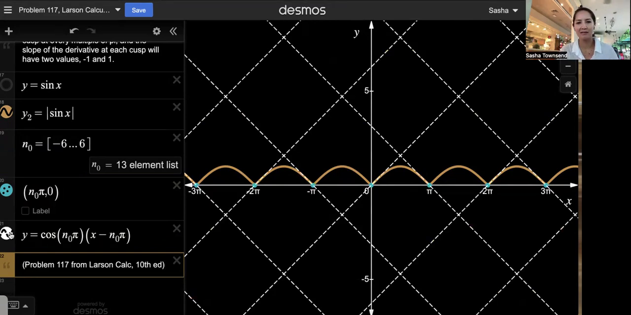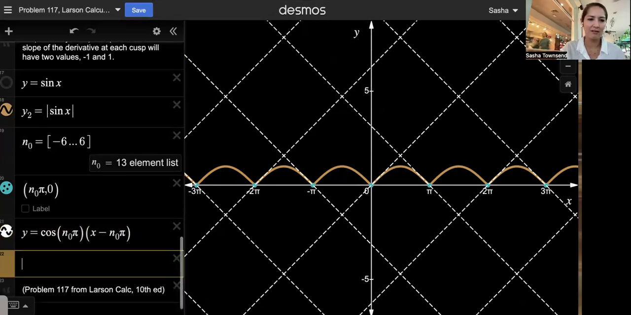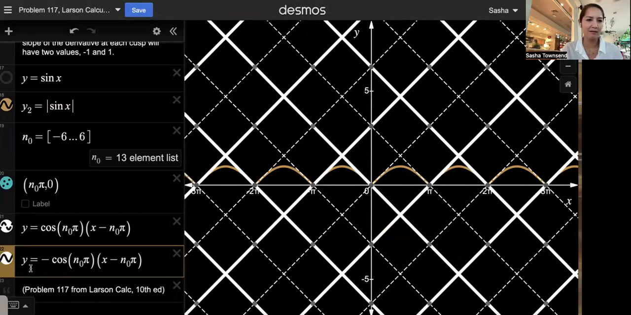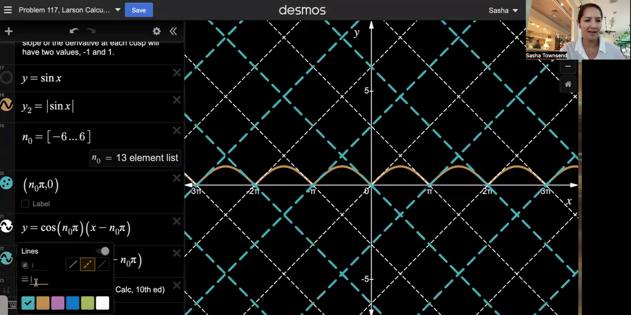So we end up with this. This is what we get at each of these locations, at x equals 0, at x equals pi, at x equals 2 pi. Our slope is going to be cosine of n naught times pi part of the time, and then it's going to be -1 times that the other part of the time. So let me graph this as well. So we're missing some tangent lines there. Multiplied by -1 as well. And let's make these another color. I think this is kind of pretty.